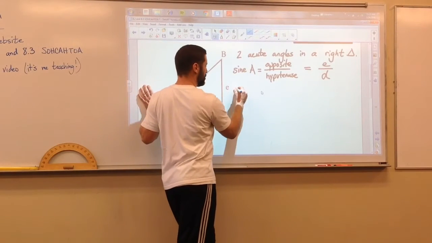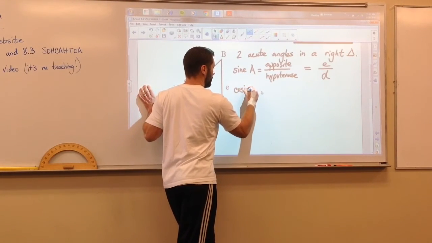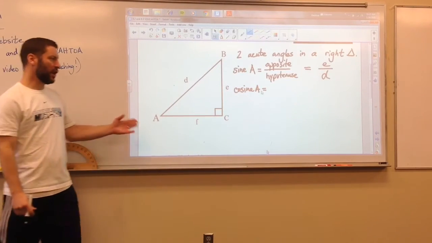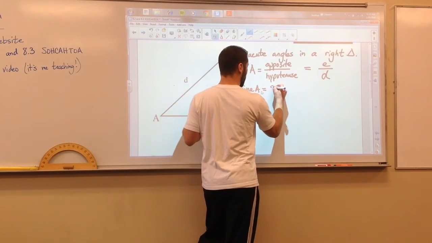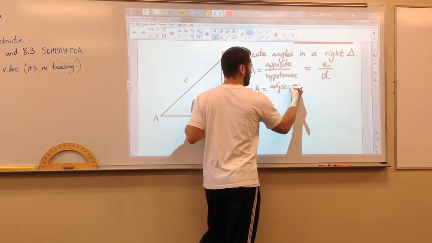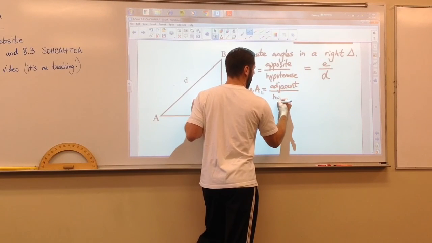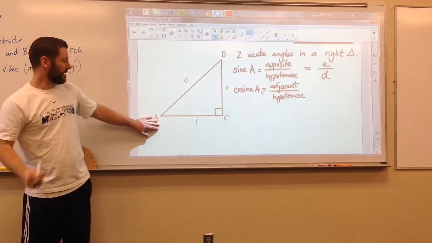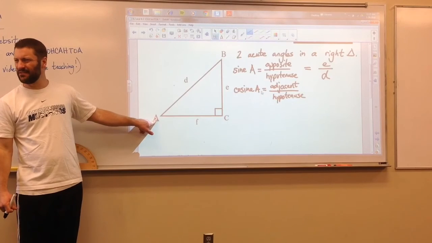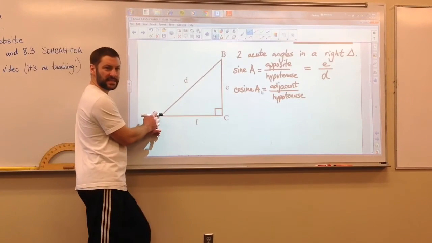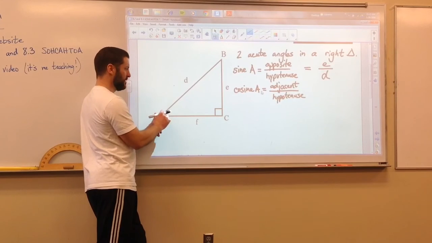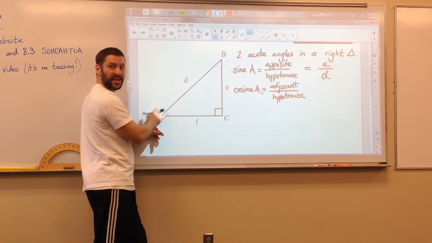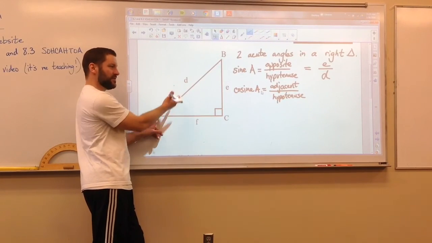He then came up with another ratio, the cosine. Cosine of A, not cos, cosine of A. And his ratio for cosine of A was adjacent over hypotenuse. So here's angle A. First of all, what does adjacent mean? Next to. So here are the choices. F is next to A. D is next to A. Which one of those are we going to call the adjacent side? F, because D is already the hypotenuse.